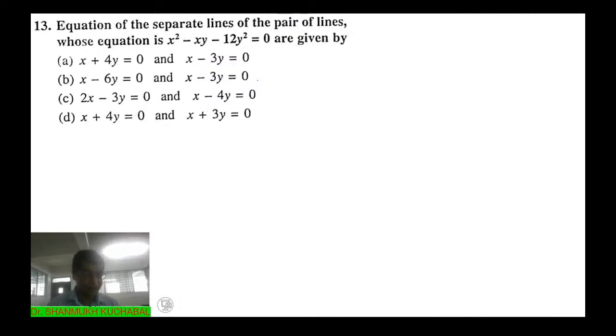We'll move to the next example. Equation of the separate lines of the pair of lines whose equation is x square minus xy minus 12y square equal to 0. So here there is a correction in the equation. We'll take it as a plus. So the given equation is x square plus xy minus 12y square equal to 0.